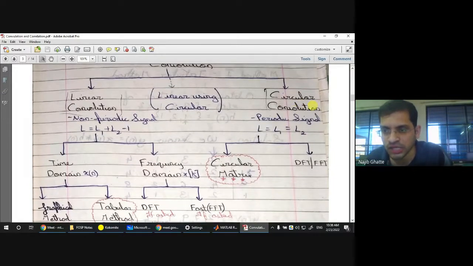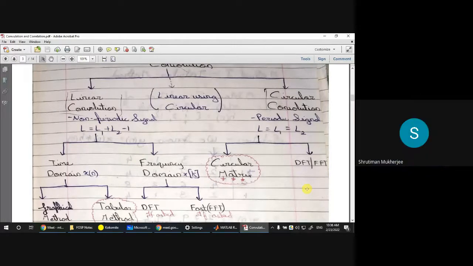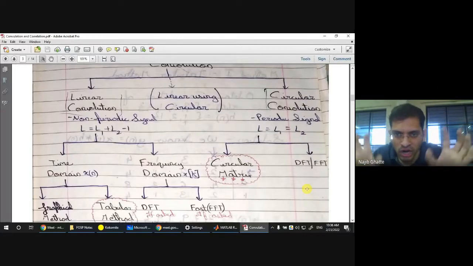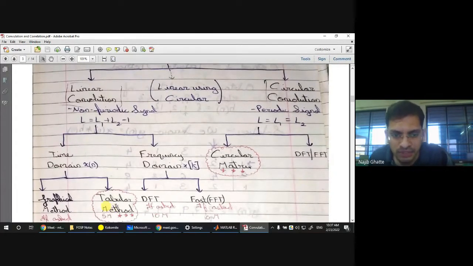Next we will be discussing circular convolution. How many methods? Two methods: circular matrix for time domain, and in frequency domain, can you tell me what the two methods available are? Discrete Fourier transform and fast Fourier transform. Exactly, DFT and FFT. As per the prevailing knowledge, I'll be using only the tabular method for solving linear convolution and the circular matrix for circular convolution.